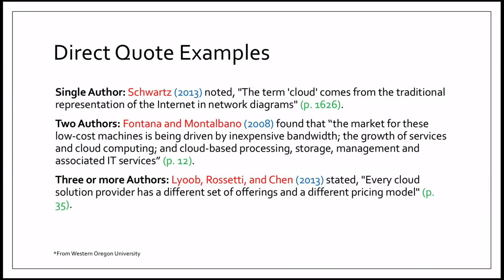Three or more authors is the same thing. And then depending on how many more you have, if you have three or more, I think it's more than three authors, you're going to just have in here it would be Layoub, et al. And remember I said that et al. means "and all the rest of them" in Latin. That's going to depend on whether you're using APA 6 or APA 7, so you'll have to look at your formatting guidelines for APA 6 or 7.